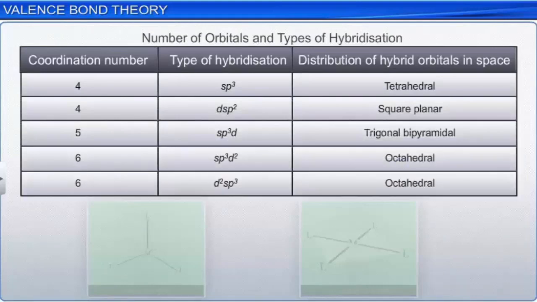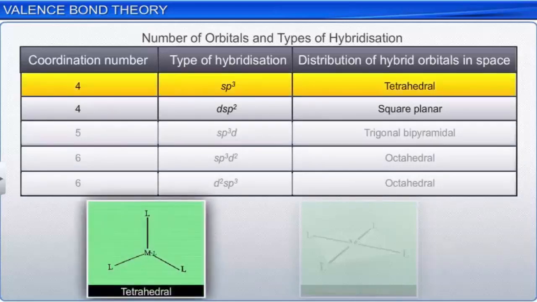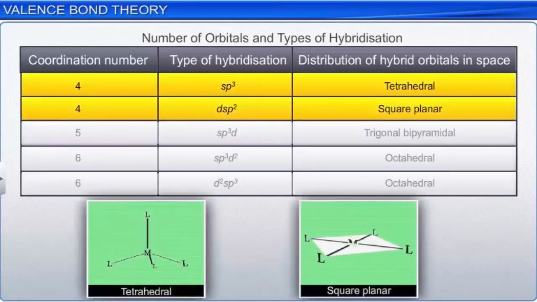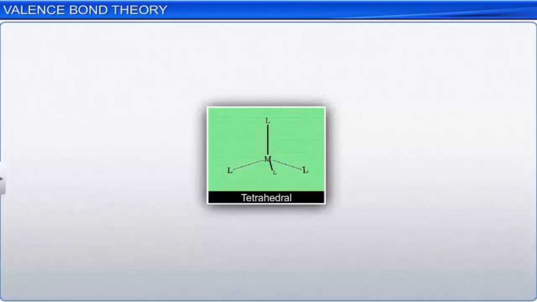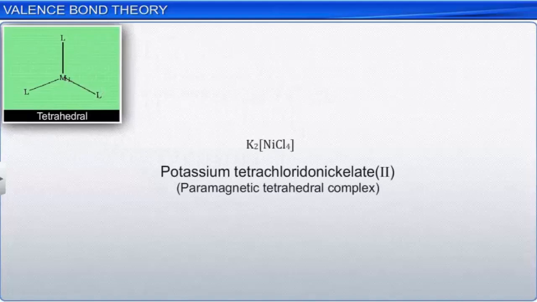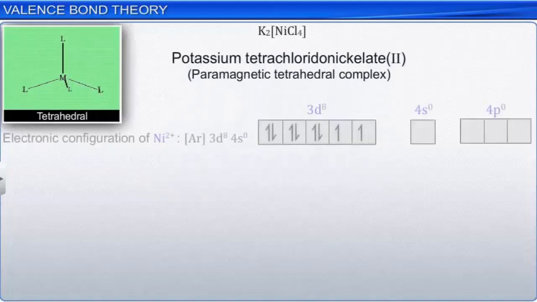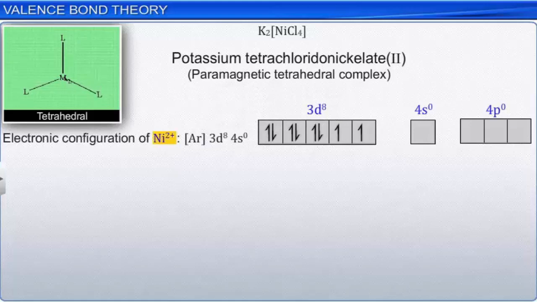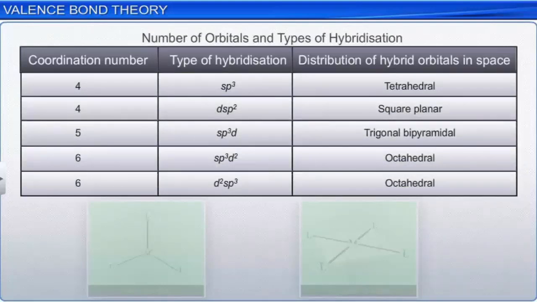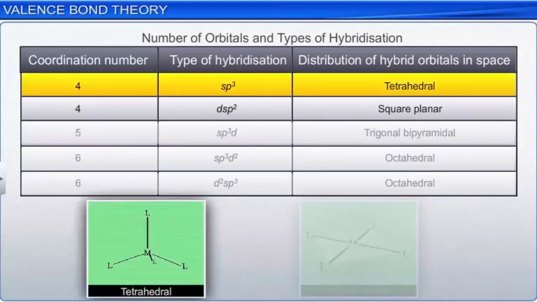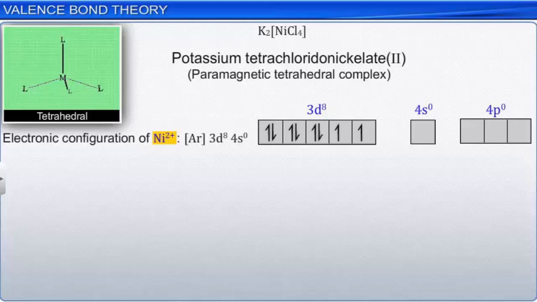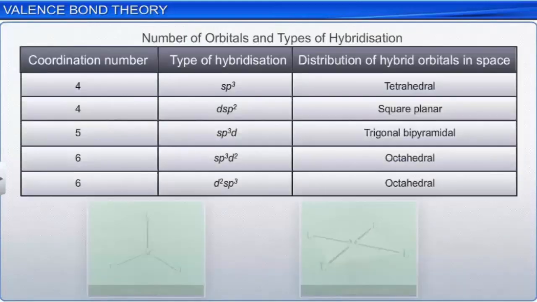So let us study the number of orbitals and the type of hybridization. If the coordination number is 4, the type of hybridization is sp3, and the distribution of hybrid orbitals in space is tetrahedral. If the coordination number is 4, it can also form dsp2 hybridization, and this complex shape is square planar. If the coordination number is 5, it is sp3d hybridization, trigonal bipyramidal. If the coordination number is 6, it is sp3d2 hybridization, octahedral. If the coordination number is 6, it can also be d2sp3 hybridization, and the coordination geometry is octahedral.